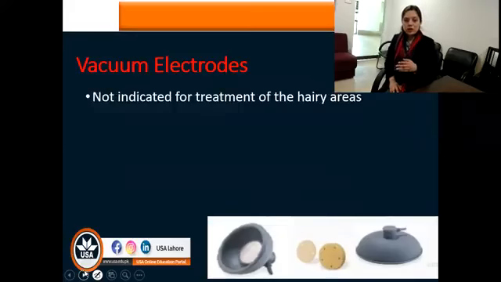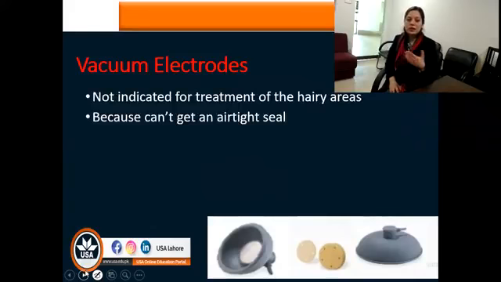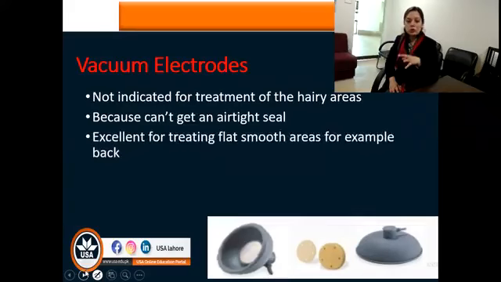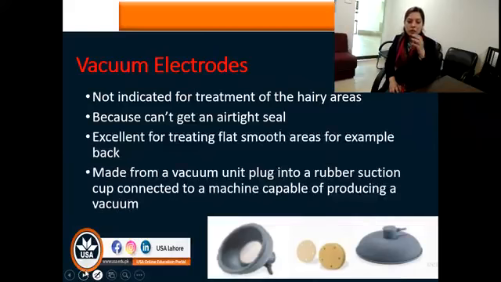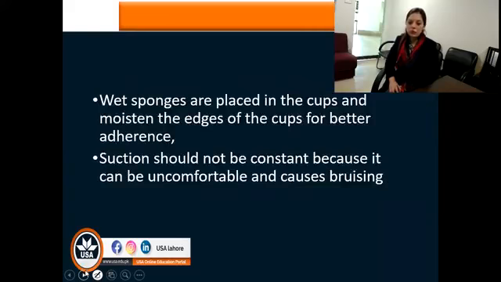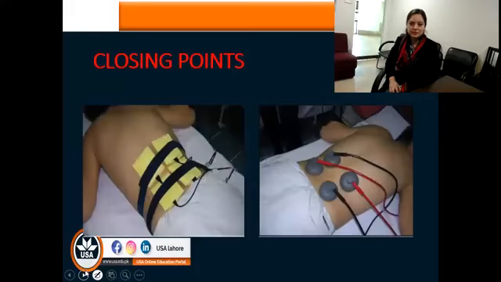The next are the vacuum electrodes. They are not indicated for the treatment of hairy skin because they can't adhere over that area, and they are excellent only for areas that are flat and smooth, for example over the back. They are made of a vacuum unit plugged into a rubber suction cup connected to the machine, capable of producing the vacuum. Wet sponges are placed in the cups to moisten the edges of the cup for better adherence. Suction should not be constant because it can be uncomfortable and may cause bruising in the area.